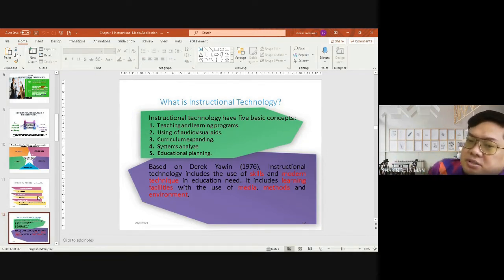Okay, so first is teaching and learning program. For example, in UiTM Sarawak, we have different academic programs. A program here can also be in the form of a subject. Maths, English, Bahasa Melayu subjects. So we need to have content. What do we want to teach? What content do we want to give to the students?